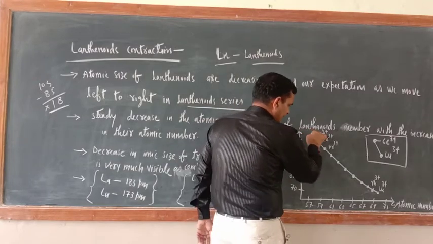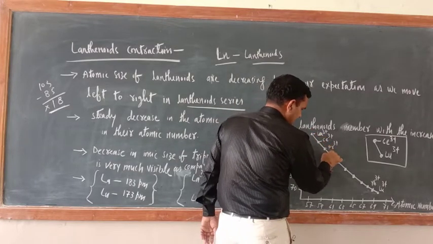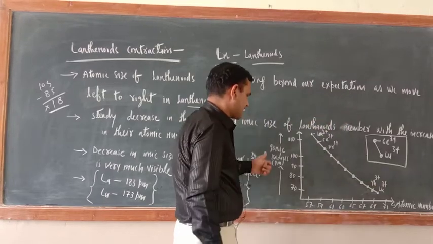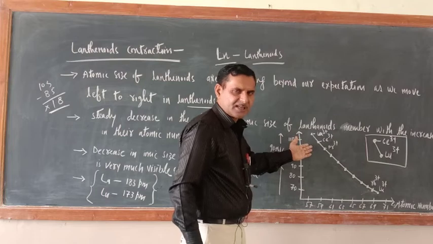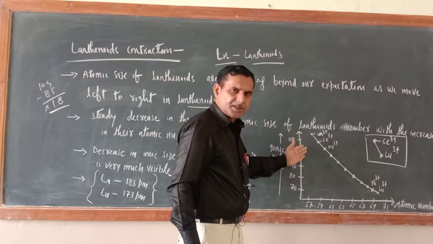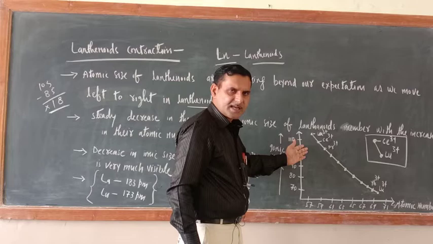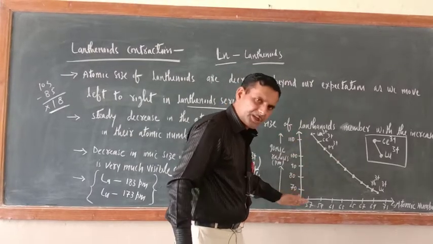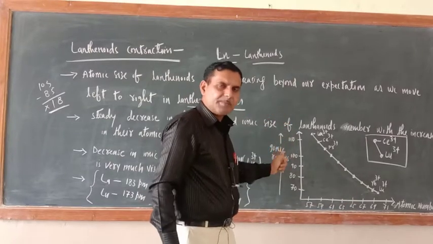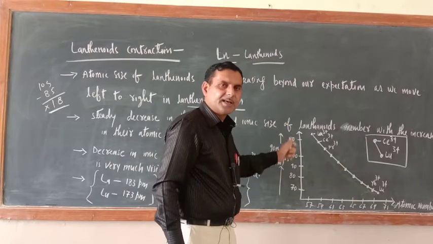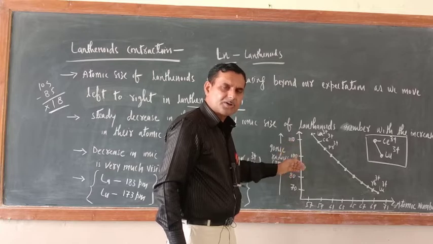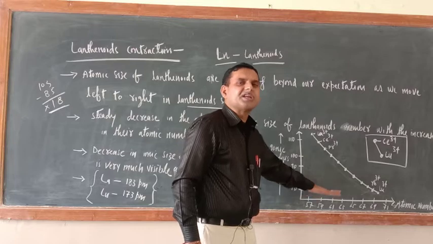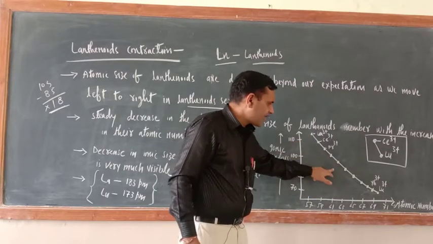We'll start from here. There is a decrease in the atomic and ionic size. Basically this is the ionic size only, of the tri-positive ion. So there is a decrease in the tri-positive ionic size as we move top to bottom with the increase of atomic number. It means the ionic size of the tri-positive ion is decreasing as their atomic number increases. Okay, this is the steady decrease.